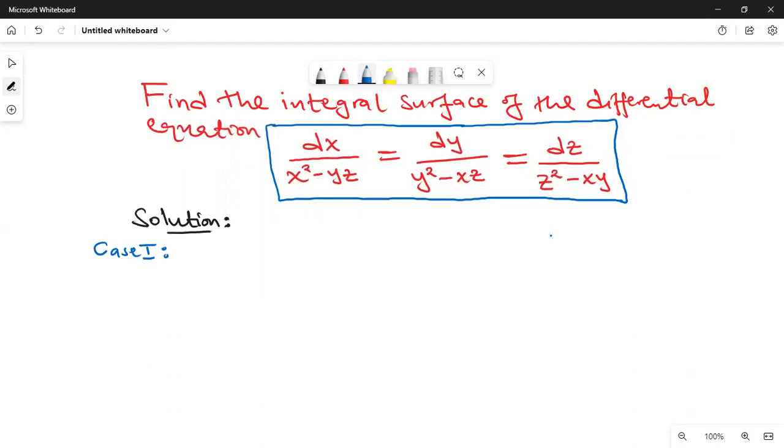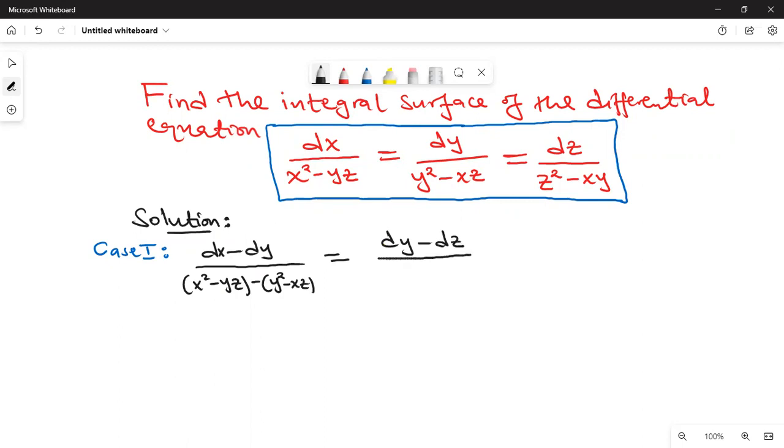If I take dx minus dy, you must do the same in the denominator. We'll have x squared minus yz, then subtract y squared minus xz. Equate this to dy minus dz, everything over, do the same in the denominator, y squared minus xz. We are subtracting z squared minus xy.